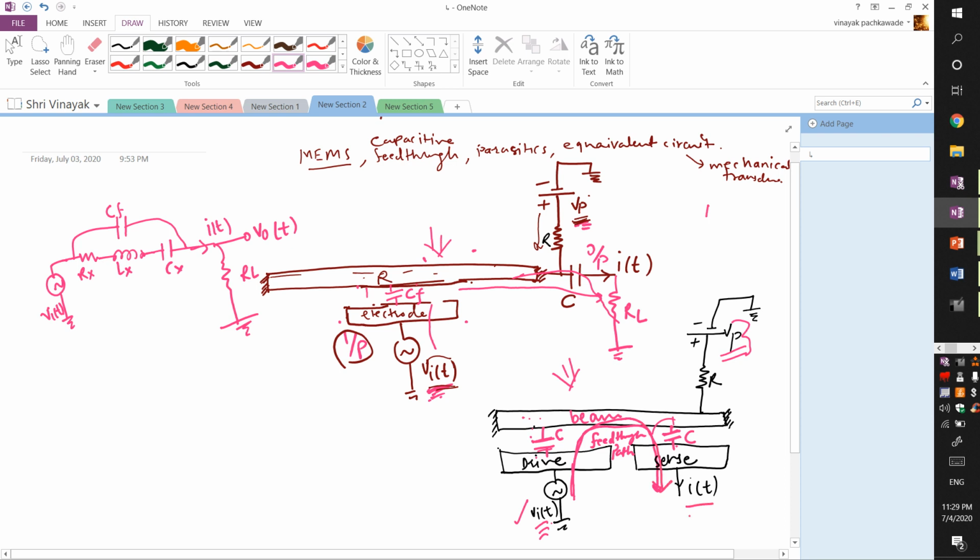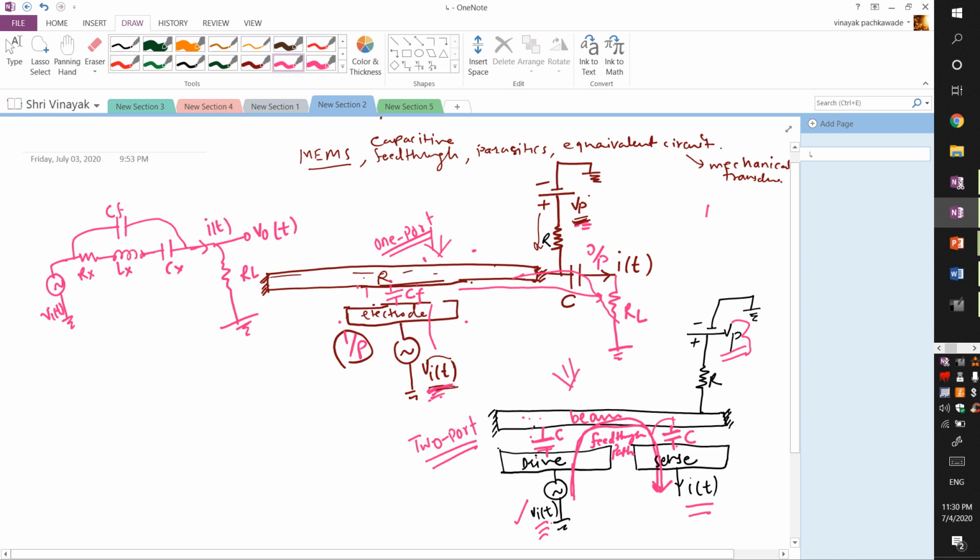This is the feed through path that we can see. And here is the current that we are sensing. This is the output signal. So this is called a two-port device, or two-port signal transduction. This is called one-port signal transduction. So what is the advantage, or difference, between these two?